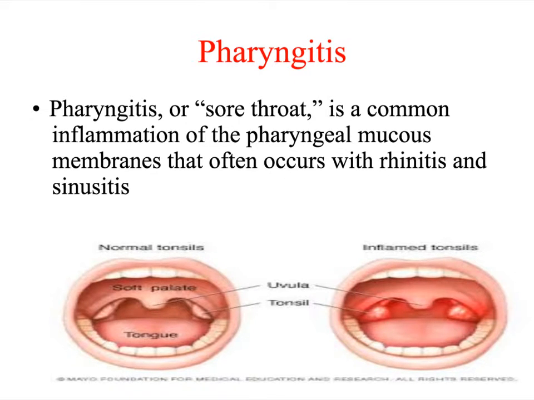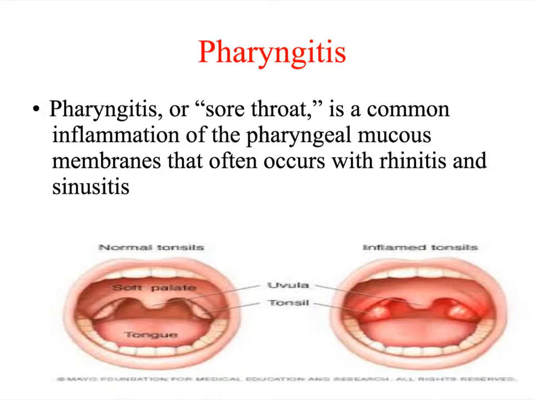Pharyngitis is essentially a sore throat, and I think we can all relate. We've all had a sore throat at one time or another, and it's usually an inflammation of the pharyngeal mucous membrane back there. It can often occur with rhinitis and sinusitis, and a lot of times when it's associated with a rhinitis and sinusitis, it's due to a postnasal drip.